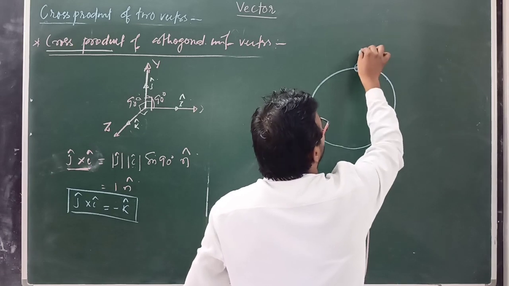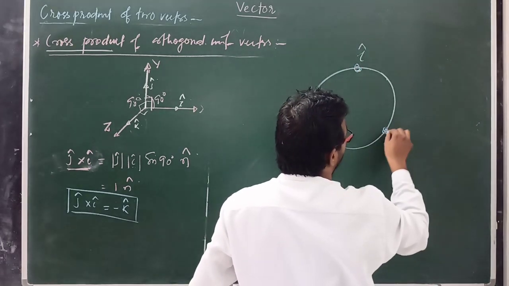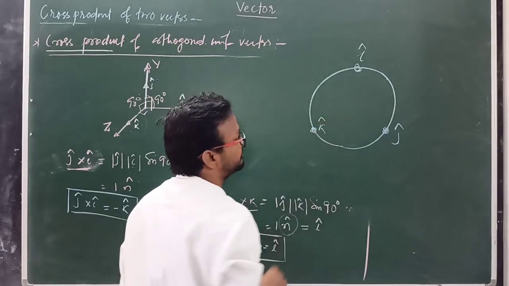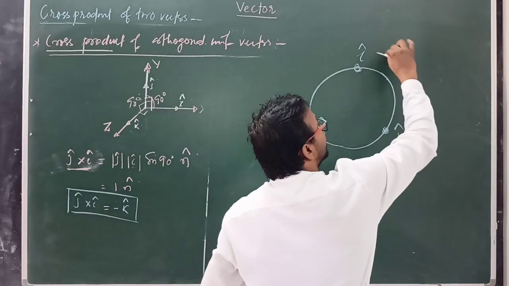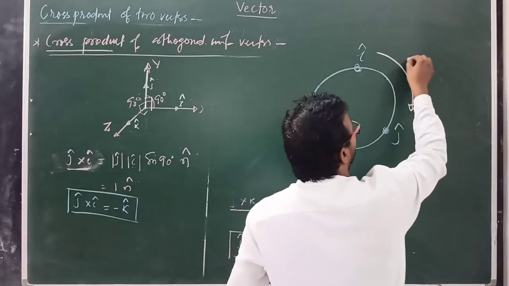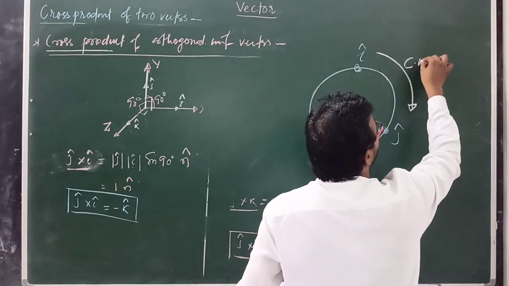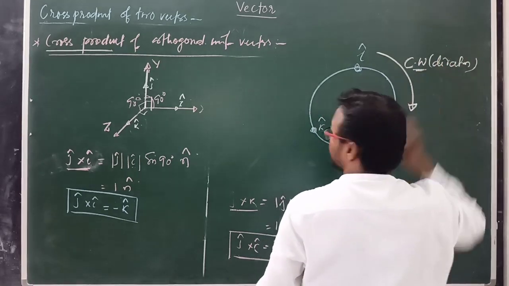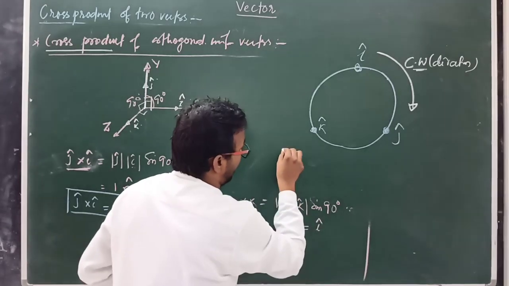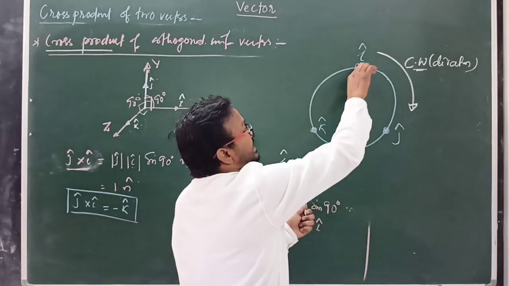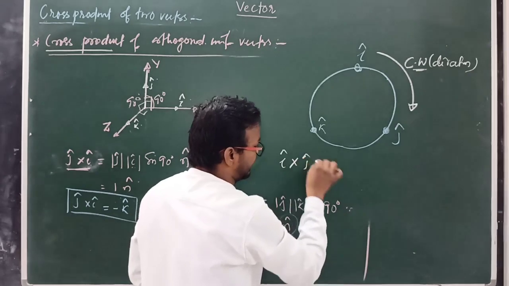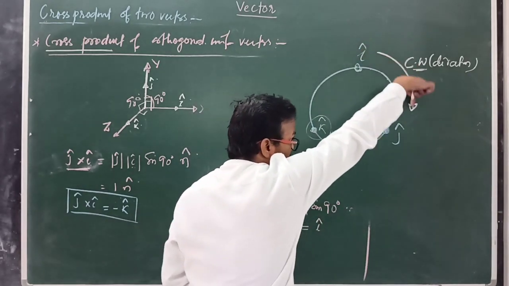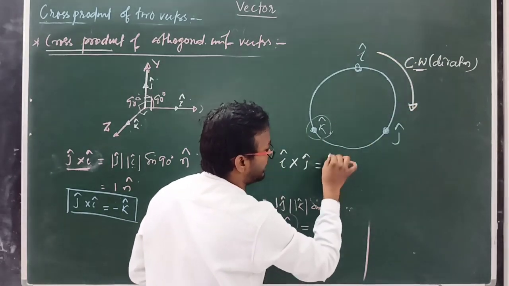Clear? I am writing here i cap. Suppose here j cap and another vector here is k cap. Now move in the clockwise direction. So i cap cross j cap in the clockwise direction, then the final answer will be k cap.